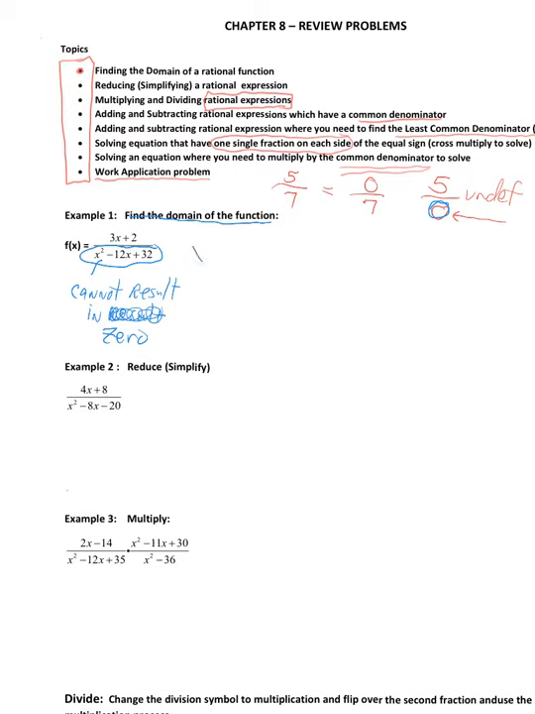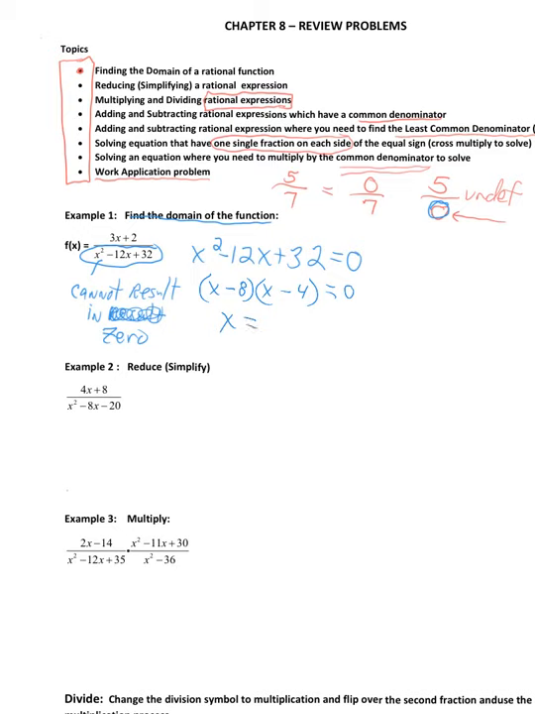So we actually take the expression that's on the bottom of the fraction and we set it to what it's not supposed to be. We set it equal to 0. And so we solve it. Like we did in the previous couple chapters, we factor. Looks like it's got to multiply to be 32, add to be 12. Okay, those are both negative.